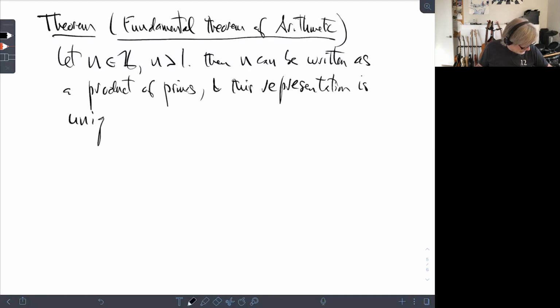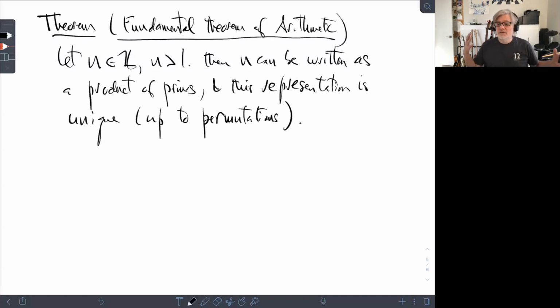Unique up to permutation of the factors. So of course you can rewrite the order in which you write it, but otherwise it is unique. So the primes are like the atoms for the integers, right? So all the integers can be written as a product of primes, and this can be done in a unique way. Of course, you can reorder, but otherwise it is unique, okay?